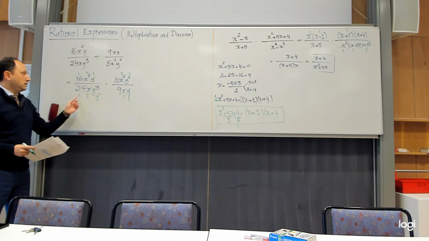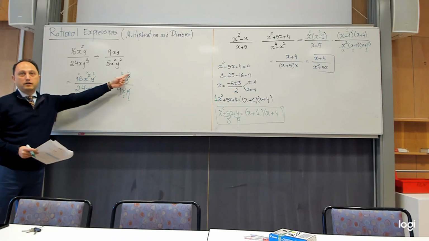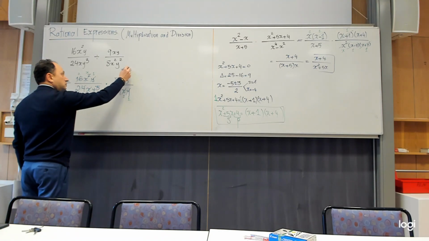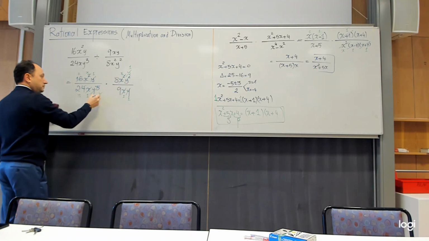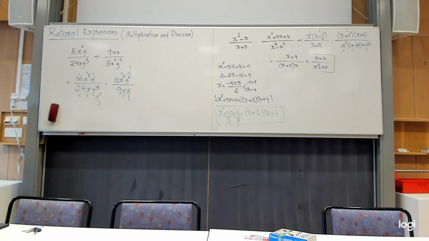8 and 3 cannot be simplified. I have x. Okay, here I have y squared. I have another y left there, yes? So I simplify this by y. It becomes 1 times. I simplify this by y. It becomes y. Now nothing can be simplified more.